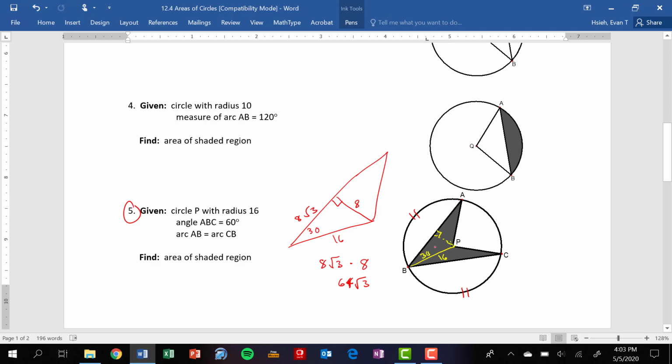So I need 2 of them, right? I have one triangle here. That's the area of that, and I have 2 of them. So it's just going to be 128 root 3 as my answer.